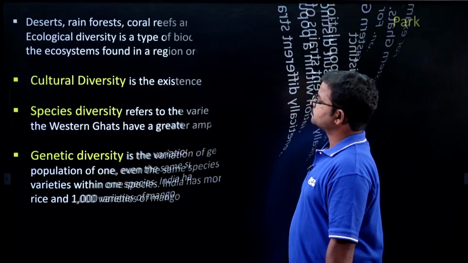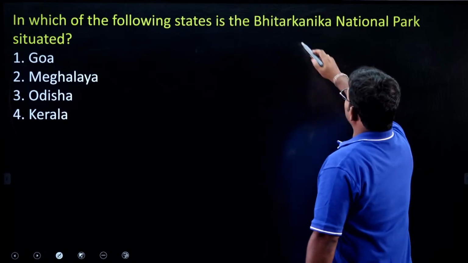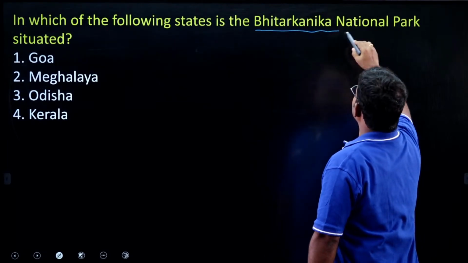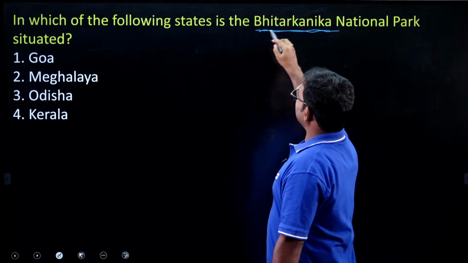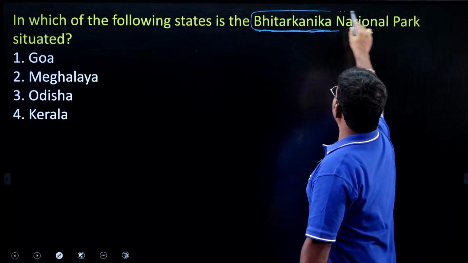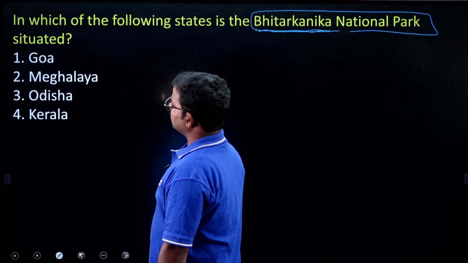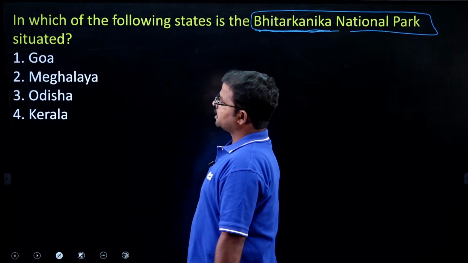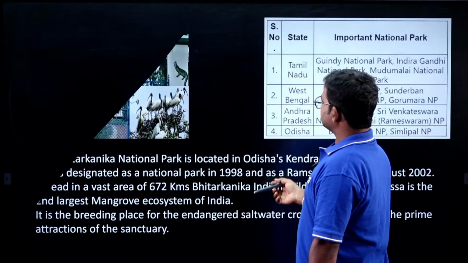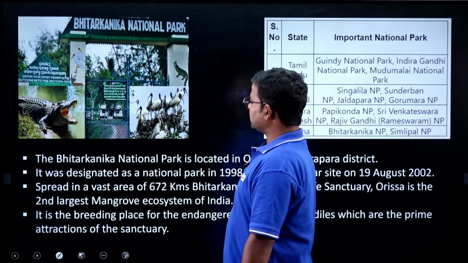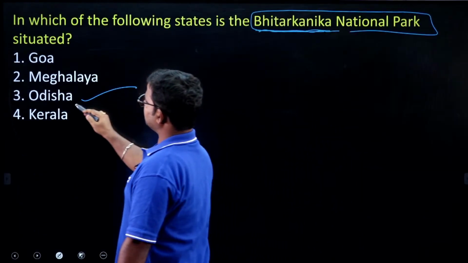So next one. In which of the following states is Bhitarkanika National Park situated? Goa, Meghalaya, Odisha, Kerala. So where does Bhitarkanika exist? If you consider Bhitarkanika National Park, it exists in the region of Odisha. Option 3 is the right answer.